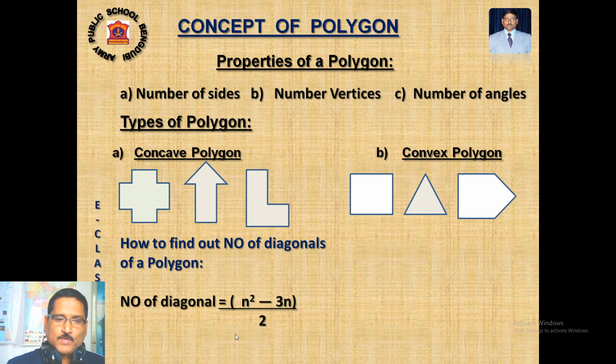For the number of diagonals of a polygon, we basically follow this formula: n squared minus 3n by 2. This I will discuss just after one slide. Okay, that is how to find out the number of diagonals of a polygon.